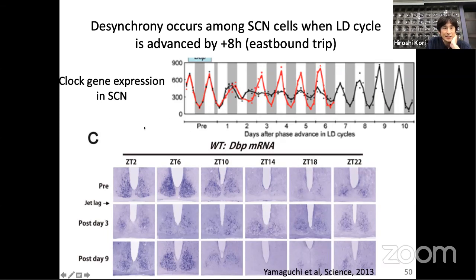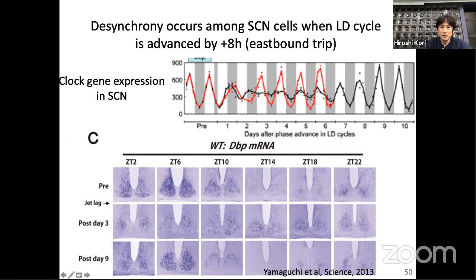And this is the time series of clock gene expression in the SCN. Before jet lag, the mice have clear oscillation. Then after jet lag, you can see the oscillation is so weak, for about 1 week, right? Very weak oscillation persists for 1 week.